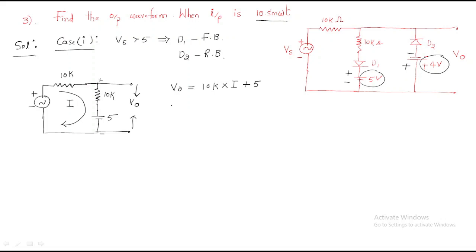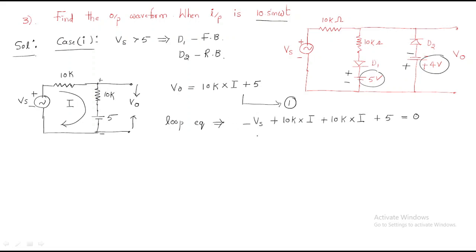simply, but we don't know what the I value is. For that purpose, I will again write the loop equation. Take it as loop 1. Apply the loop equation, then it will become minus Vs plus 10k into I, plus again 10k into I, both drops are the same, plus 5 volts equals 0.